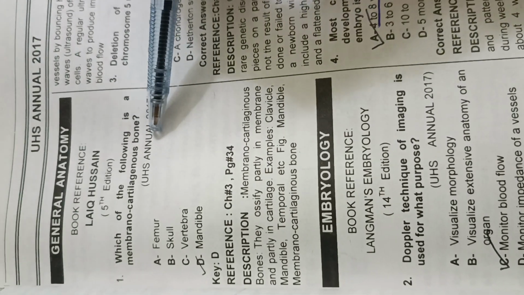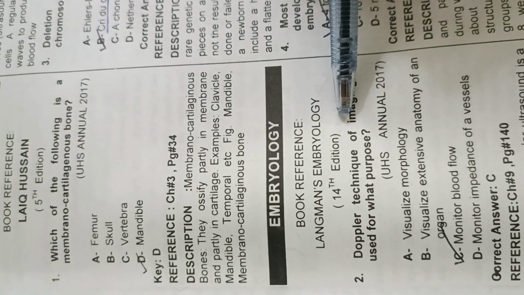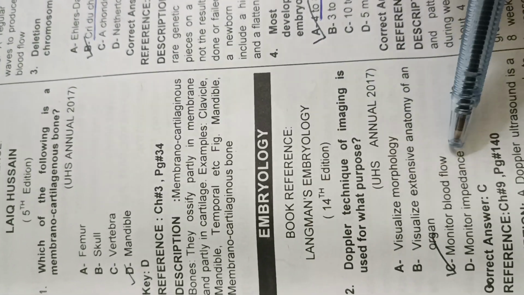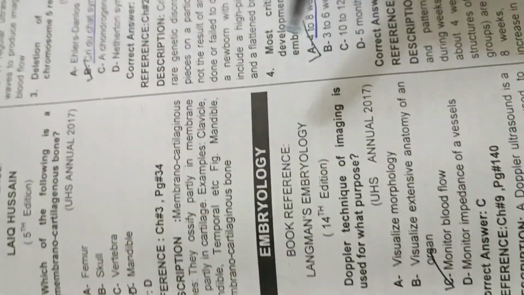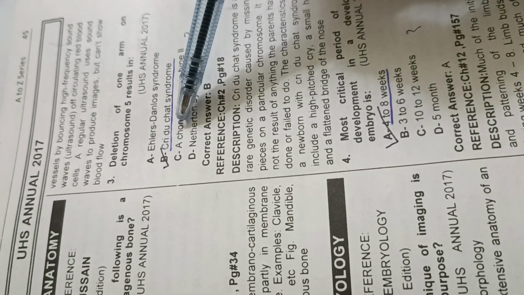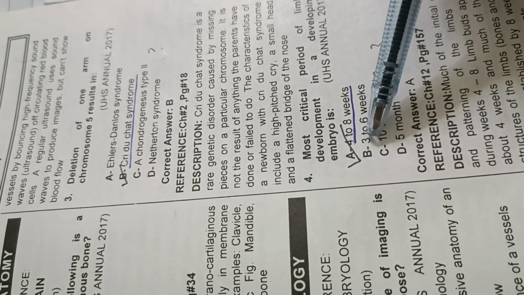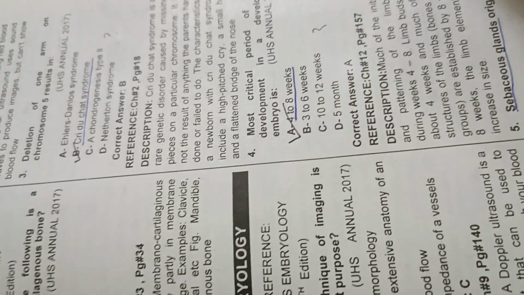Which of the following is a membranocartilaginous bone? Mandible. Doppler technique of imaging is used to monitor blood flow. Deletion of one arm on the chromosome 5 is Cri-du-chat syndrome. Most critical period is 4 to 8 weeks.